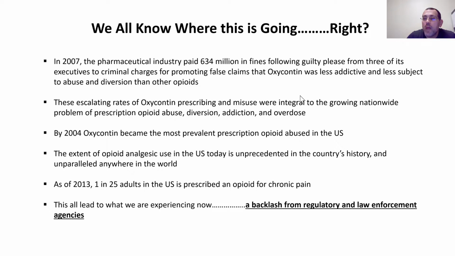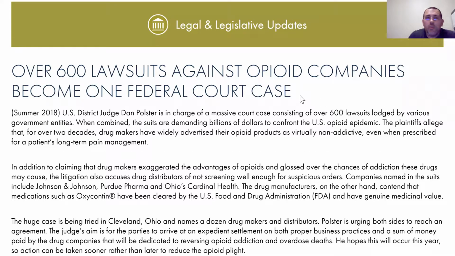This all led to where we are now, a backlash from regulatory and law enforcement agencies. So much so that, from a webpage here, in summer 2018 there are actually over 600 lawsuits against opioid companies, and now they've coalesced into one large federal court case. States are now suing drug companies because they don't have the resources to treat their populations for addicted patients, and they're seeking compensation from pharmaceutical companies for this. So this is where we are now.